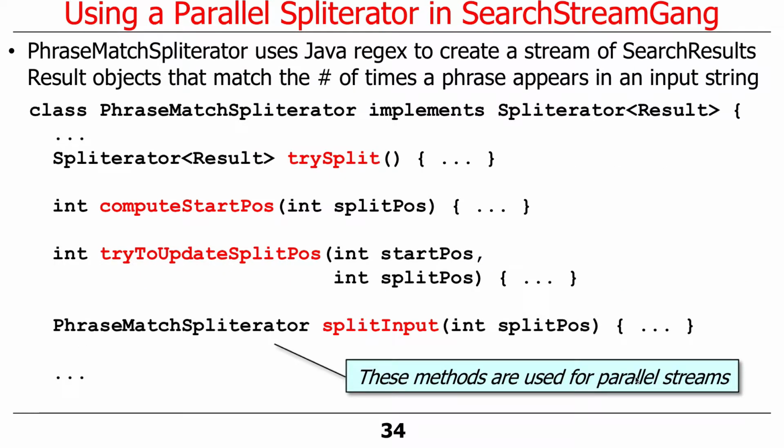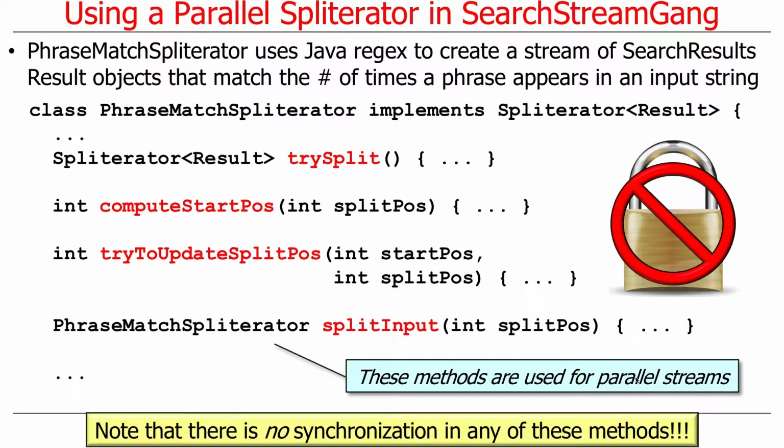Try split, however, is what's used to actually break up the input string into its chunks. And this comes back to what we were just discussing about doing a very clever way of doing the splits. So try split is actually a method inherited from spliterator, and then we added some other helper methods because this code is complicated, as you'll see in a second.